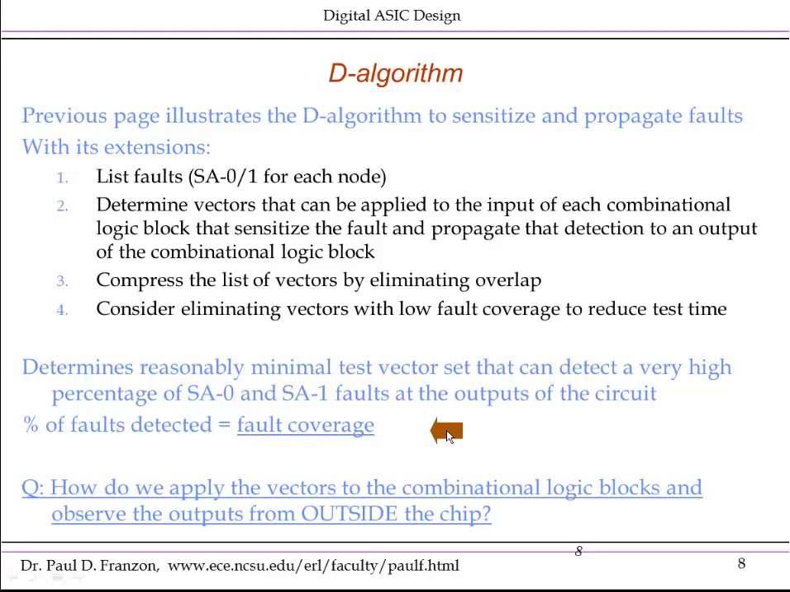However, I think you've recognized something. How do you possibly get the vectors to the inputs of the logic blocks and the vectors out of the outputs of the logic blocks? Any modern chip today has potentially hundreds of thousands of logic blocks, and we only have a few hundred pins that don't even touch the vast majority of these internal logic blocks. So we need some technique to apply these vectors to the combinational logic blocks and observe the outputs from outside the chip, because we can't get them into the chip through some other means.